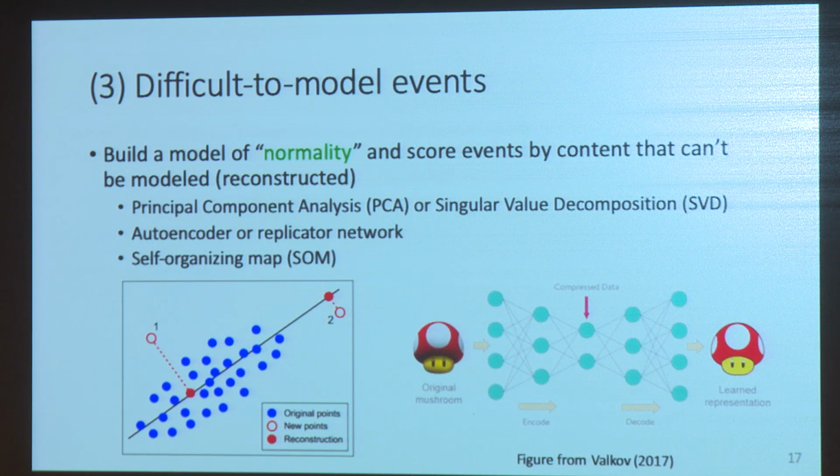So finally, difficult to model events. I actually think this is the most interesting category, but that's probably just my bias. Again, we're building a model of normality, but in this case, we're deliberately creating an impoverished model, a simplified model, and then saying, what properties of the objects do I fail to model with my simple model?